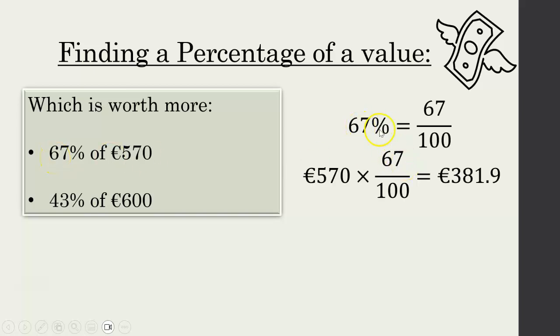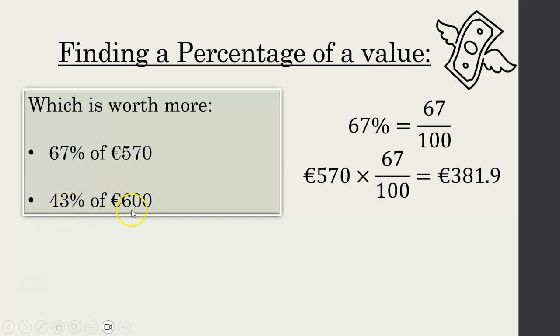Well, 67%, remember, is 67 over 100. So what's 67 over 100 of 570? Well, you just multiply them. What's a half of 570? You multiply 570 by a half. What's a third of 570? You multiply 570 by a third. Same thing goes on here. 570 times 67 over 100, and you get around €381 or €382.